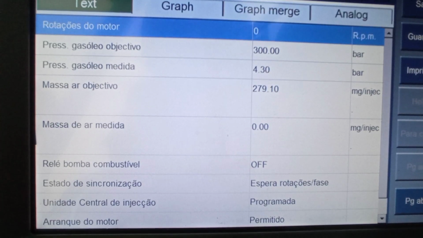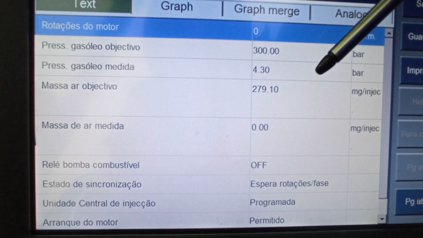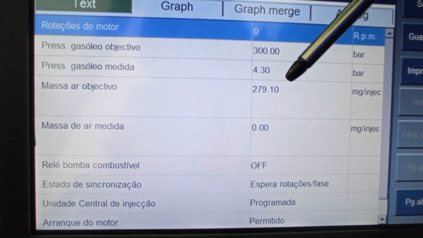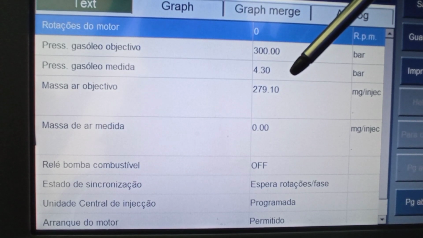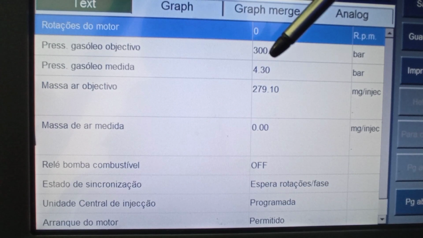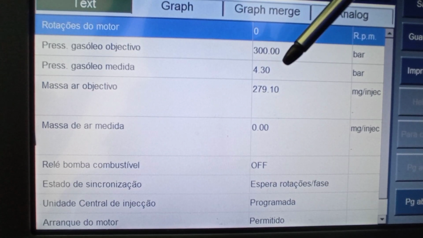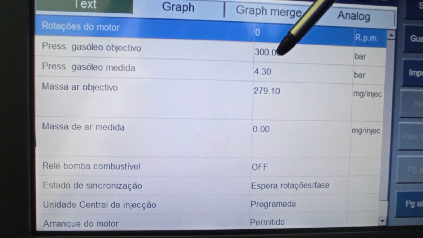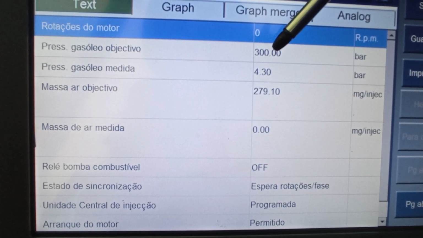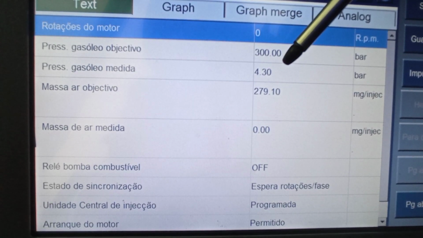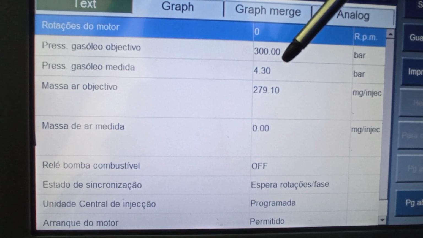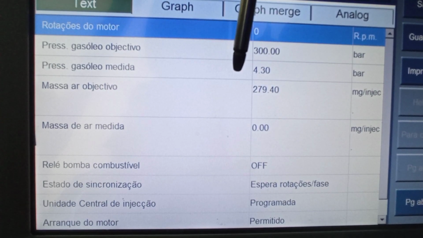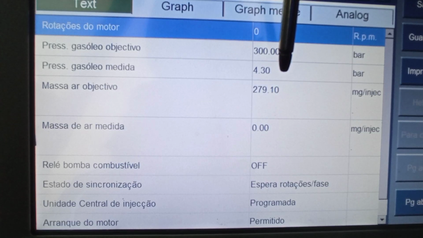As you may know, on some common rail engines, we do have a low pressure fuel pump on the fuel tank, okay? On that fuel pump, as soon as you turn on the ignition, we have about 4 bar of pressure. That pressure then, when you turn on the engine, must climb to at least 300 bars for starting the engine, okay? So this is a sign that not only do we have signal to the pump, but the pump itself is good, in working condition, okay?